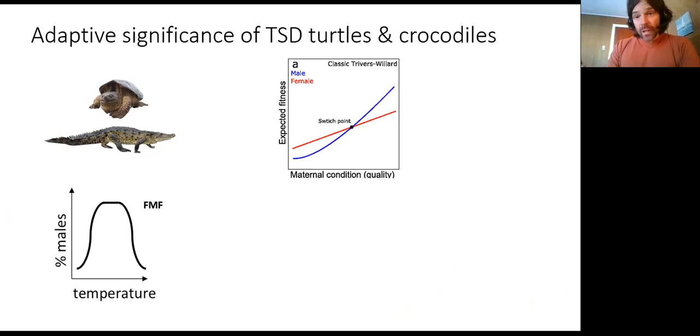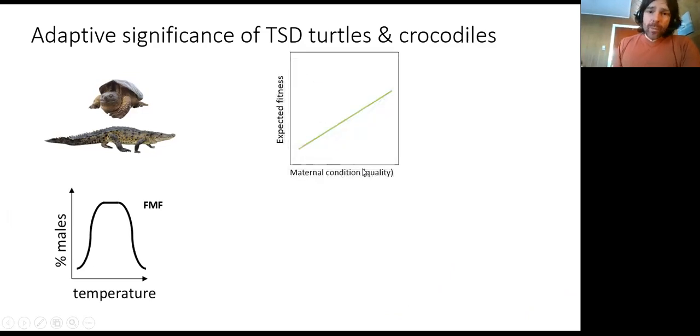What classic Trivers-Willard is really assuming is that we have sex-specific fitness functions with respect to maternal conditions. So these are expected offspring fitness, I guess. But if we collapse across the sexes, they're assuming there's a simple positive relationship between maternal condition and the expected fitness of her offspring, which is a really simple assumption until you start breaking it down to sex-specific fitness functions. So let's start thinking about the FMF temperature by sex reaction norm.